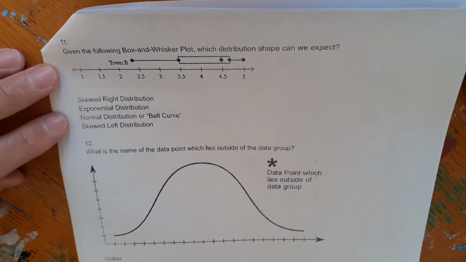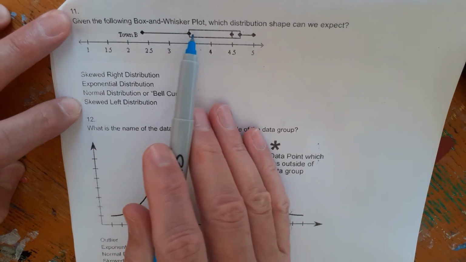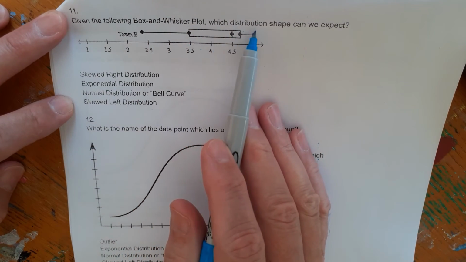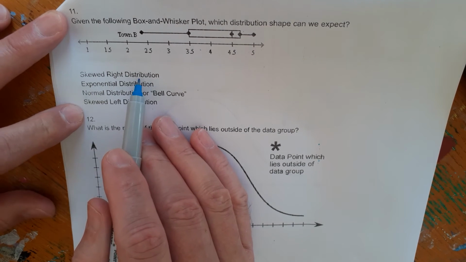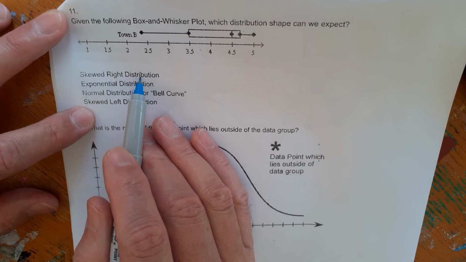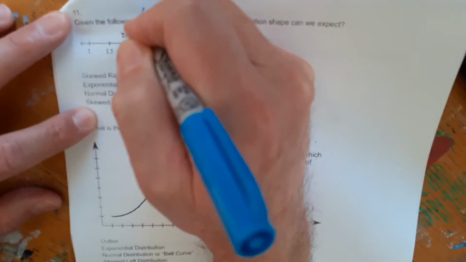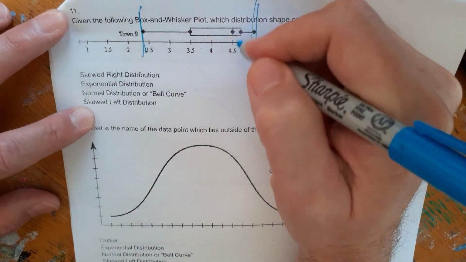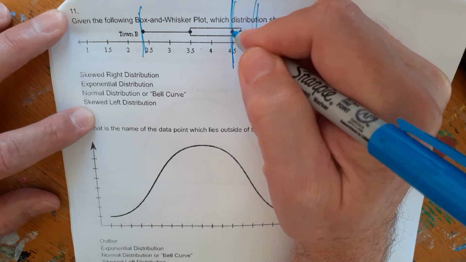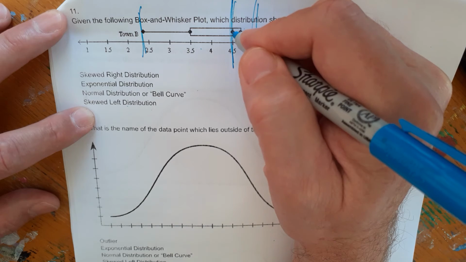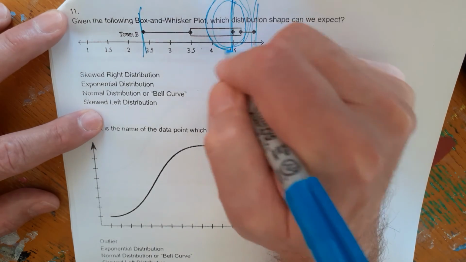All right, a couple more. From our prior lesson, you should probably know this. Given the following box and whisker plot, which distribution shape can we expect? Interestingly enough, now they're giving us the idea that we know what a normal is. So here's the beginning of the data here. Here's the end of the data here. Here's the middle. This, in the box and whisker plot, which we know from the prior lesson, is the mean or average. So the weight of all the data is in here.